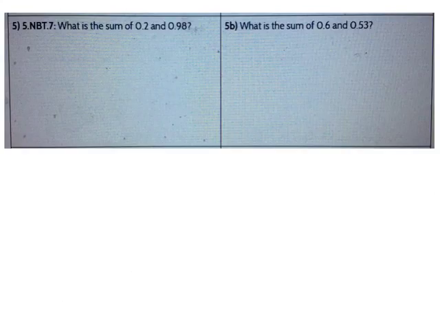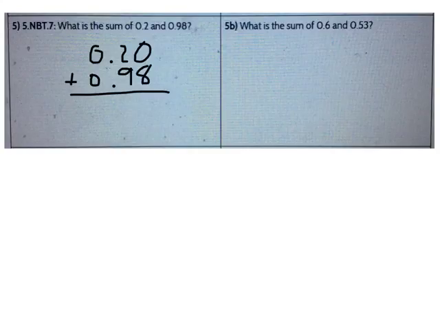Let's do another. What is the sum of 2/10 and 98 hundredths? Well, what operation do I need to use to find the sum? I need to add 2/10 plus 98 hundredths. Go ahead and add that now. What's the sum? Well, 8 plus 0 is 8. 9 plus 2 is 11. The answer is 1 and 18 hundredths.